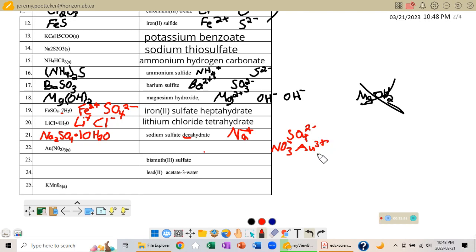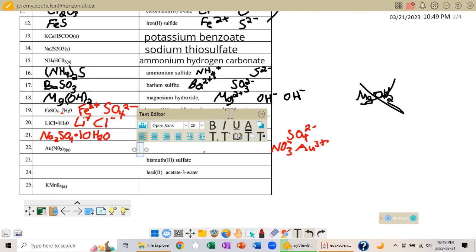Because it's got 3 plus, not the 1 plus, that means it's going to be Roman numeral 3. So this thing is going to be, not golf, gold, Roman numeral 3, nitrate. There we go. All right.